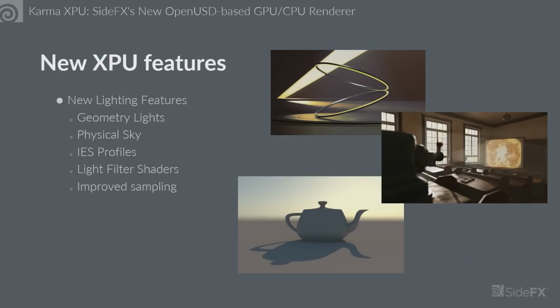We've improved lighting, so we've added geometry lights and also a physical skylight, which is like a procedural dome light which simulates a physically correct sky. With it, you can achieve sunsets on the horizon and such. We've added IES profiles and also light filter shaders, which are shaders which can be attached to light sources, as can be seen with this projector image. We've also improved sampling across the board, meaning lighting overall is more efficient.